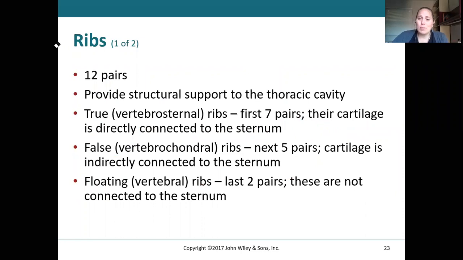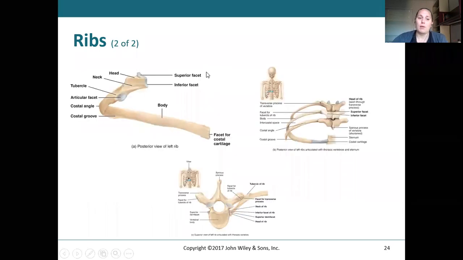Again, one of the main functions of the rib is to protect those very important organs in your thoracic cavity, your heart, your lungs, things like that. So the ribs are going to provide a nice structure for that. If we look at an individual rib, this is an example of terminology that we saw in the previous lecture. You've got the head of the rib, the neck that connects to the head. Here's your tubercle, here's your articular facet, your costal angle, and your costal groove, as well as your body and the facet for your costal cartilage. Again, this is what's going to connect out to the sternum.